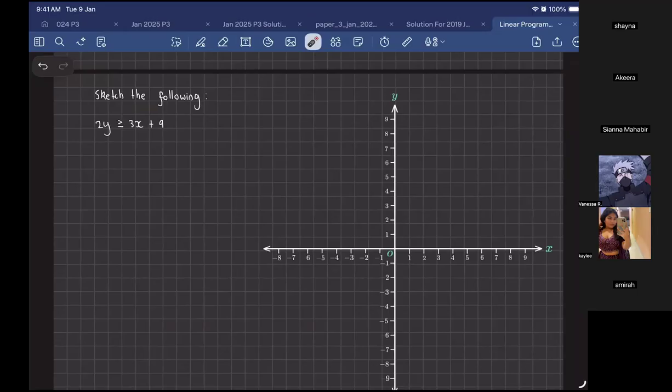Do we find for the inequality? No, you have to draw your line first. And to draw your line, how many points do you need? 2 points. What are the 2 points we typically find? The x and the y intercept. So here, you're going to make an equation. Just put 2y is equal to 3x plus 9. That's the first step. The next step, you have to get 2 points. What are the 2 points again? The x-intercept and the y-intercept.